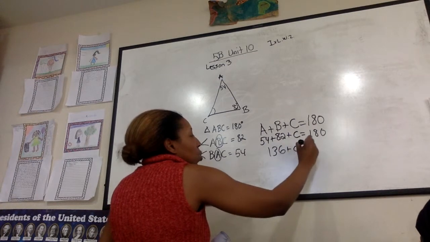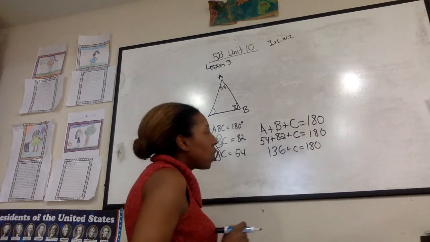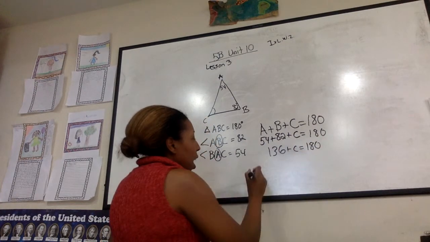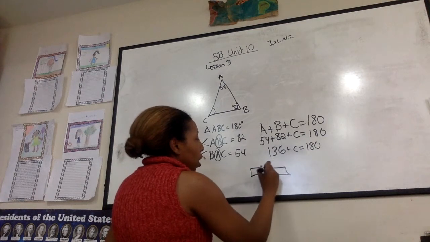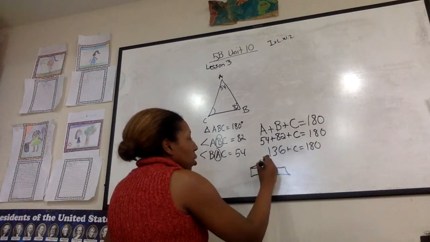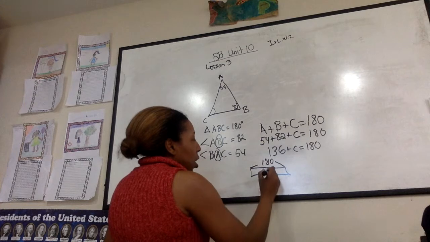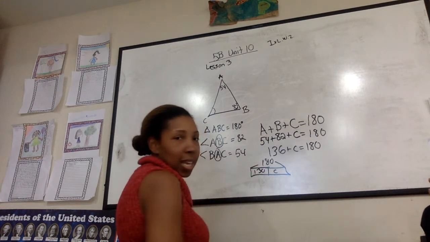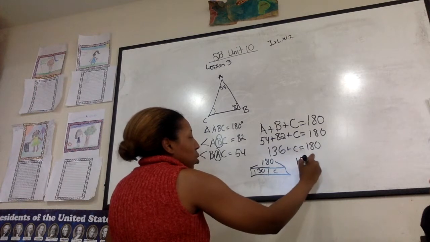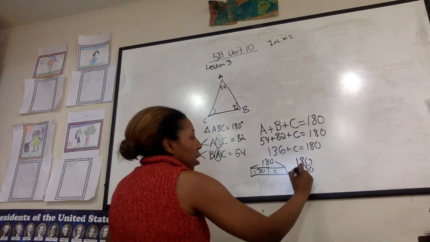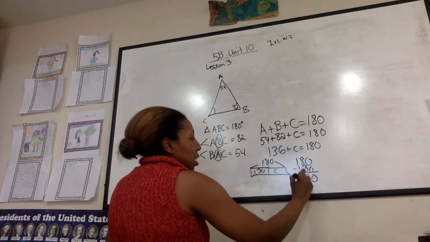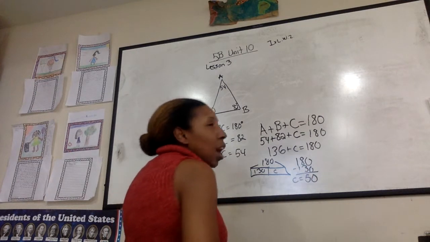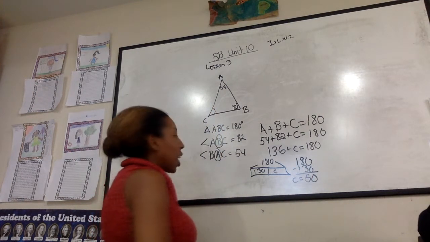Plus C equals 180. Well, in order to find that out, I have to think about my bar method, which tells us the total is 180. I know that 130 plus C equals 180, so therefore I'm going to subtract 130, giving me 50. C is equal to 50. Now always go back and check.